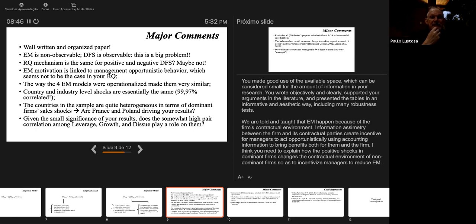Earnings management motivation is linked to management opportunistic behavior, which is not the case in your research question. So we are told and taught that earnings management happens because of the firm's contractual environment. So information asymmetry between the firm and the contractual parties creates incentive for managers to act opportunistically, using accounting information to bring benefits both for them and the firm.